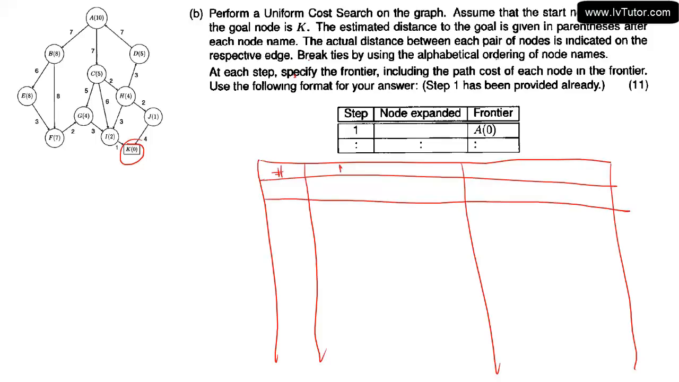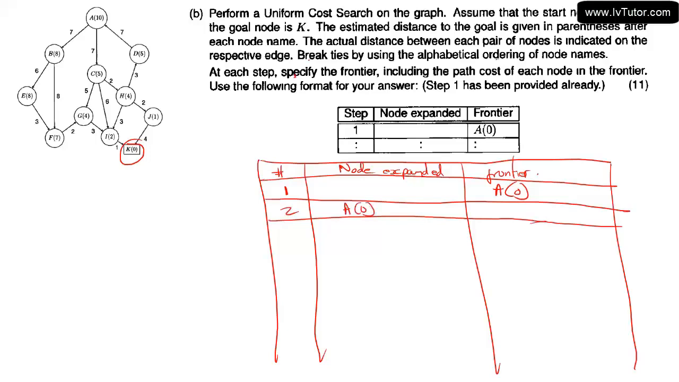Number of step, node expanded, frontier. So number one. We don't generally start with the expanded node. In the uniform cost search, we are counting the actual steps taken to achieve a particular goal. How many steps did you take to get to the particular goal that you're at? Let's say we're starting at A, we haven't moved anything towards the goal, so we leave it like that. Then we expand A.